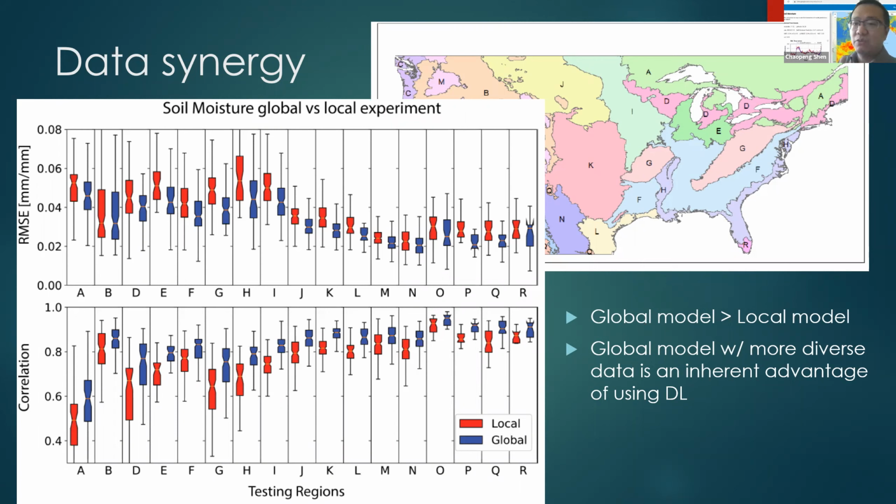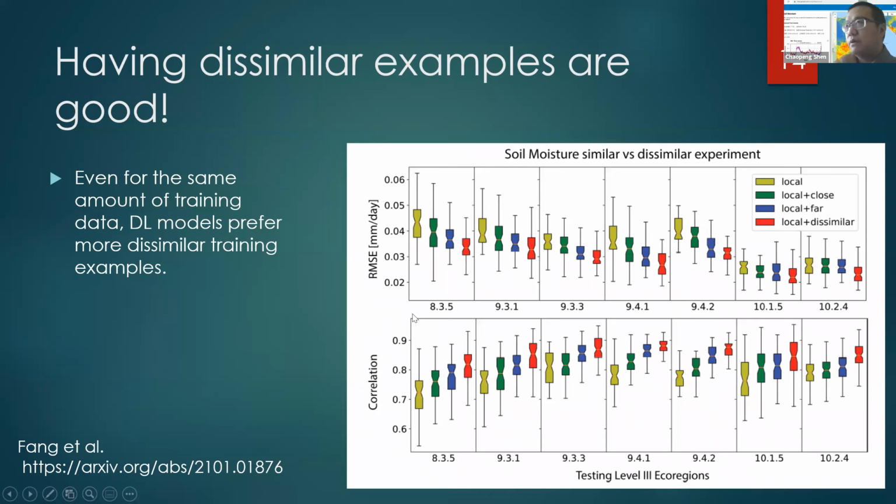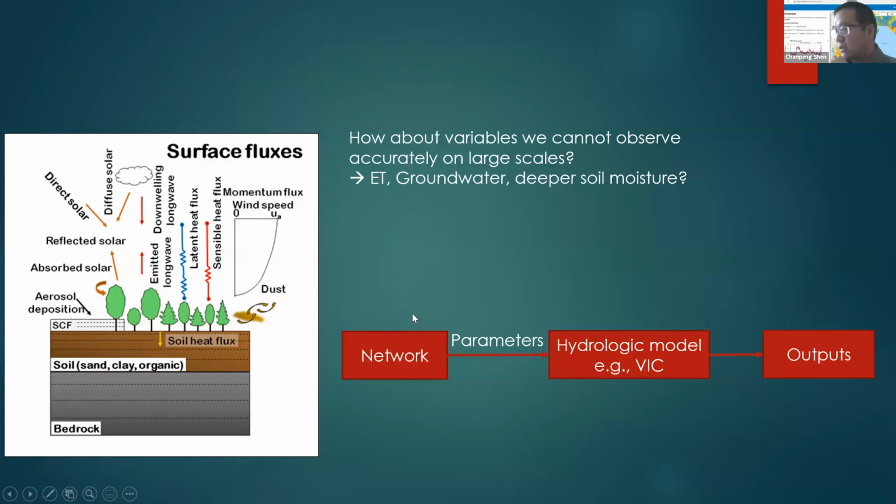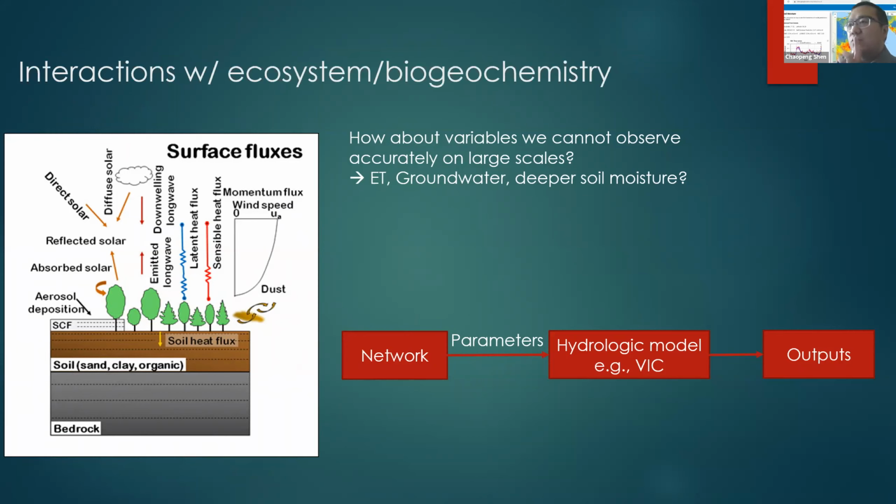That gives you an additional boost in the performance. Okay, all right, so considering time, I'm going to move faster and spend more time on this new application. In the previous examples, we were able to simulate things that you can observe, things that you have a lot of data for. But what about the variables that we cannot observe?